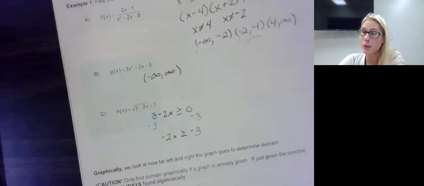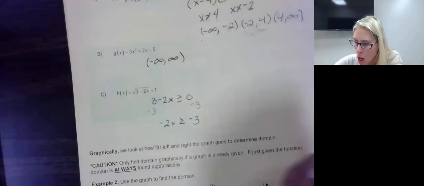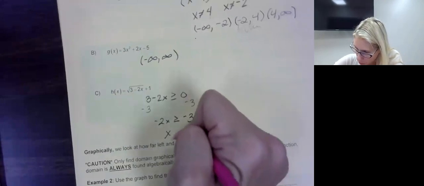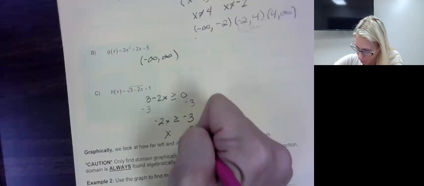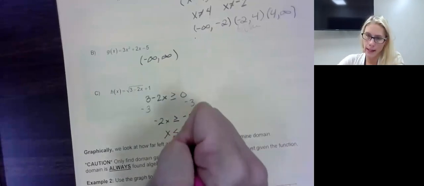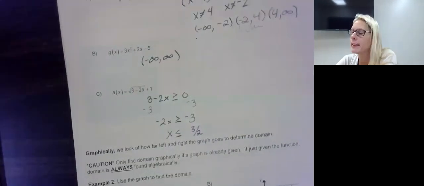Now we did this example on purpose because what do we do here? Get x by itself, we divide by -2. But what happens when we divide by a negative number? We switch the sign. So that's one thing we need to remember when solving inequalities there.